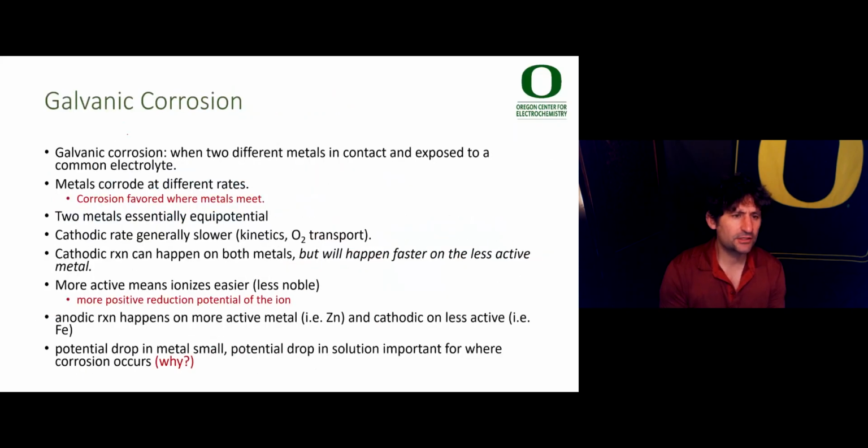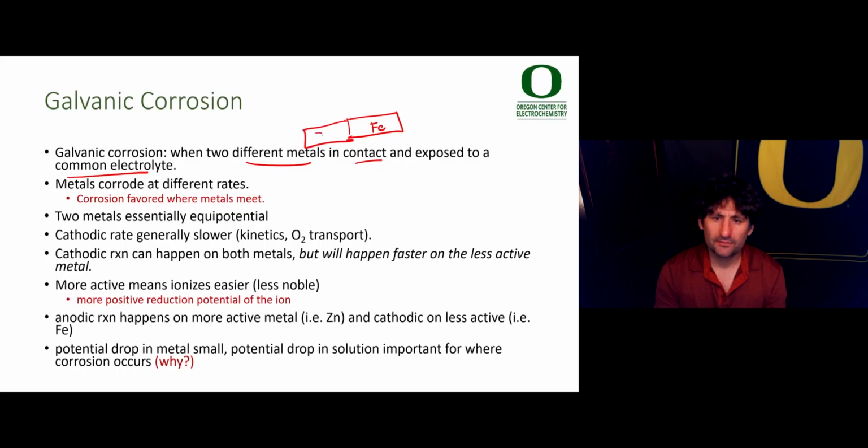Let's shift gears and talk a little bit about galvanic corrosion. Galvanic corrosion is when two different metals are in contact and exposed to a common electrolyte. We had this before. Maybe I have a piece of iron and a piece of zinc in contact with each other. The metals corrode at different rates. Which one's more active? Which one has more active electrons? Well, we know zinc, if we put zinc in water or acid, makes a lot of hydrogen. It is a strong reducing agent.